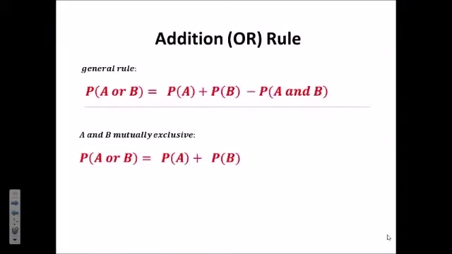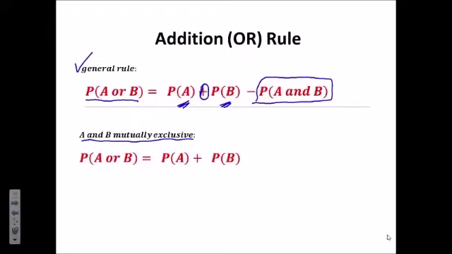The addition rule, or the OR rule, has two forms. The general rule always works, and it says the probability of A or B is equal to the sum of the two probabilities, probability of A plus the probability of B, and then we have to subtract the probability of A and B. That rule always works. On the other hand, if A and B are mutually exclusive, then you could use this short version of the above rule where you don't need this last piece, and the probability of A or B is just the sum of the two probabilities, probability of A and probability of B.